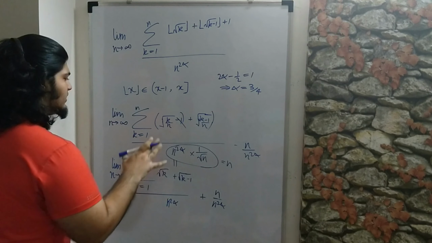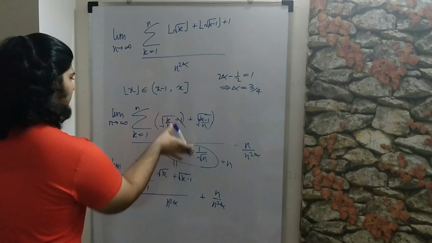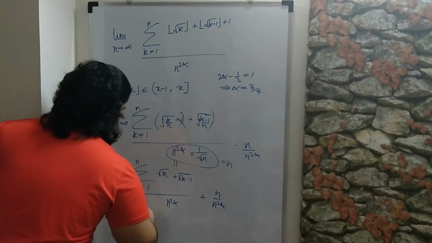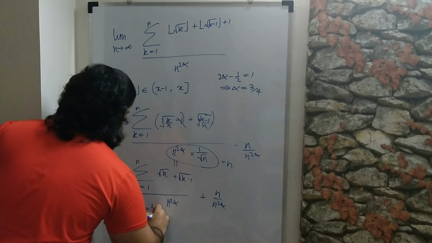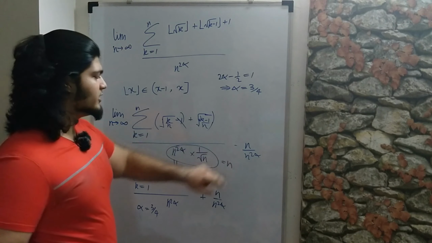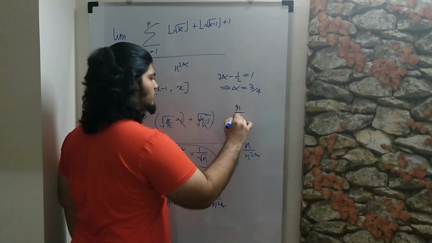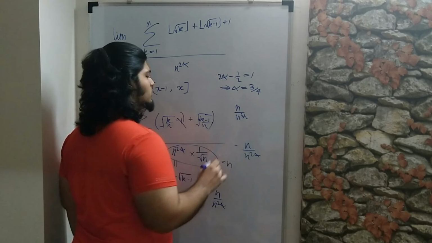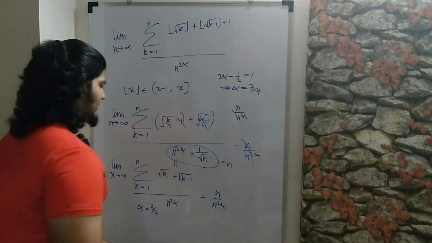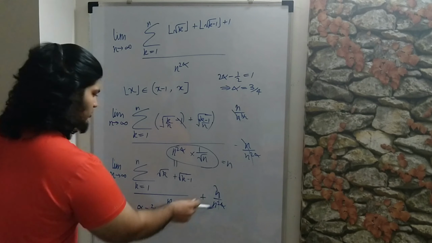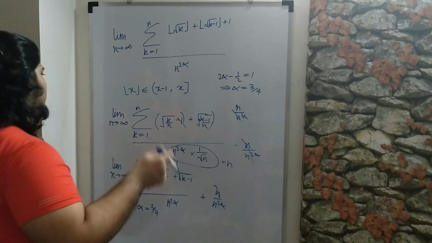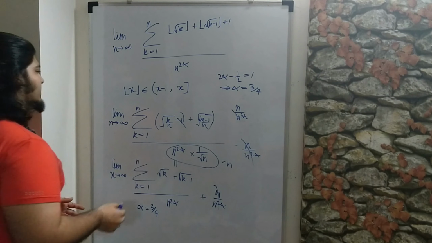And similarly, this is the same expression as this, so we'll get the same value for alpha. Alpha equals 3/4. And now notice that if I put that over here, we get n over n to the 3 over 2, which as n goes to infinity approaches 0. And similarly, this also approaches 0, so that term is useless. And we get an integral over here. So now let's try to figure out what that integral is of.